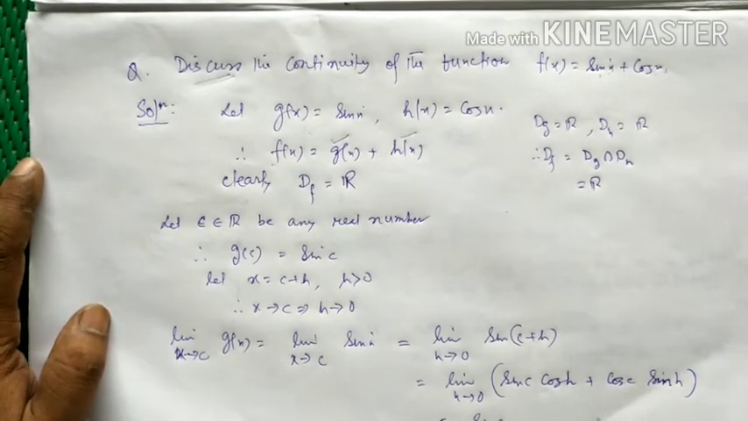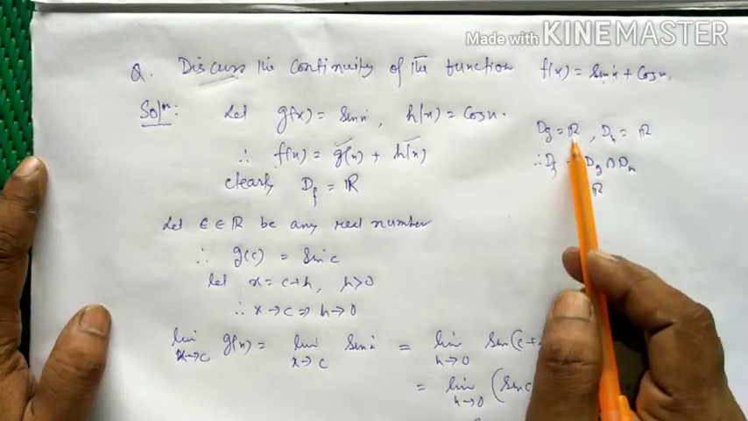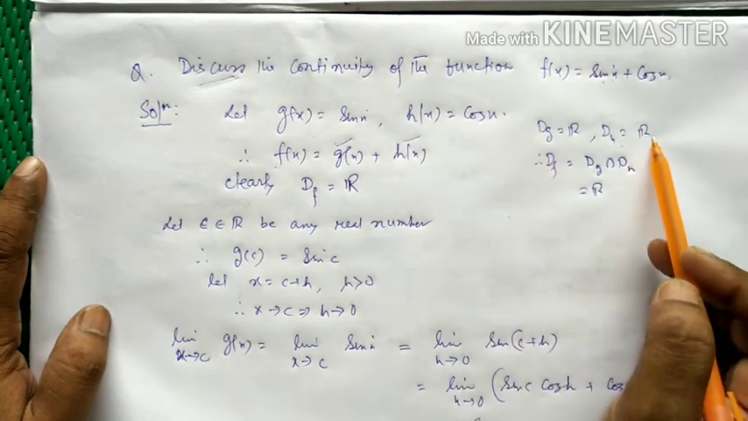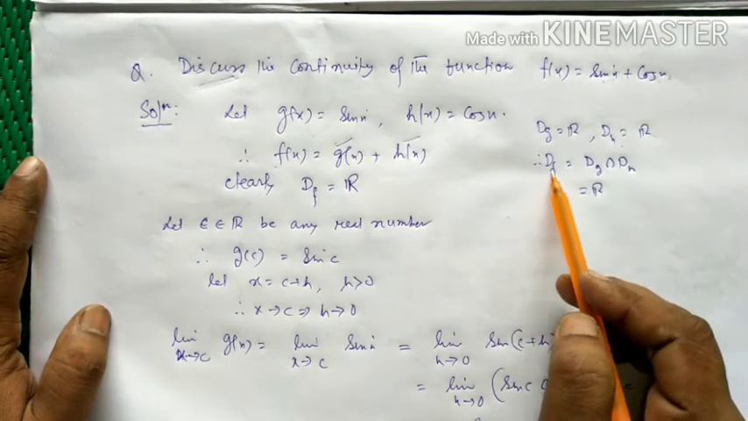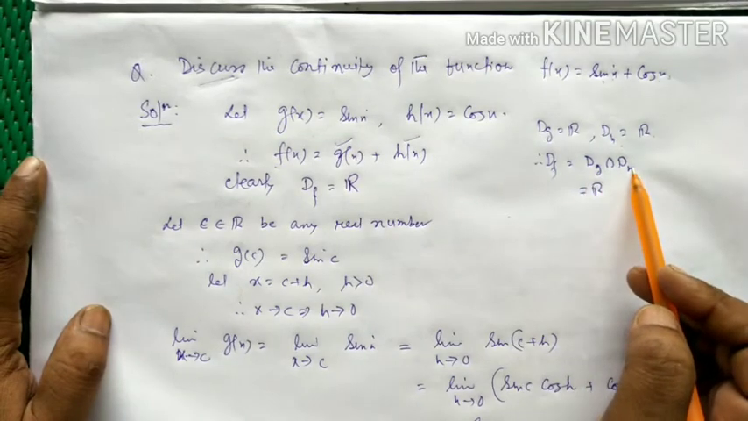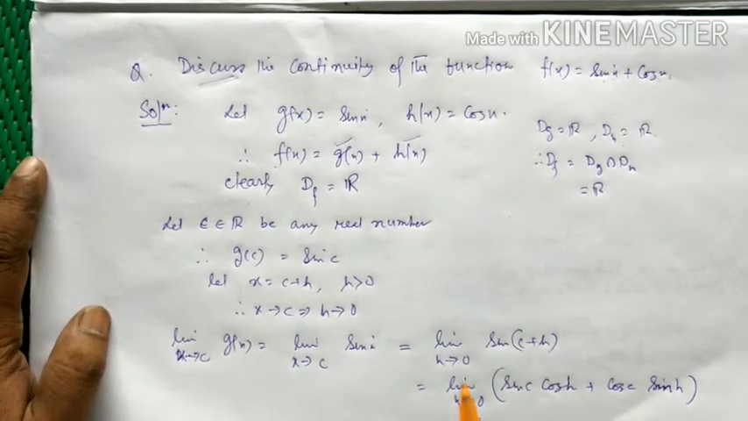I have already mentioned this in the last class. The domain of g is R. Domain of sin x is the set of real numbers. Domain of cos x is the set of real numbers. And therefore the domain of f is the intersection of the domain of g and the domain of h. And finally it is the set of real numbers. So our aim is to show that the function is continuous at all real numbers.